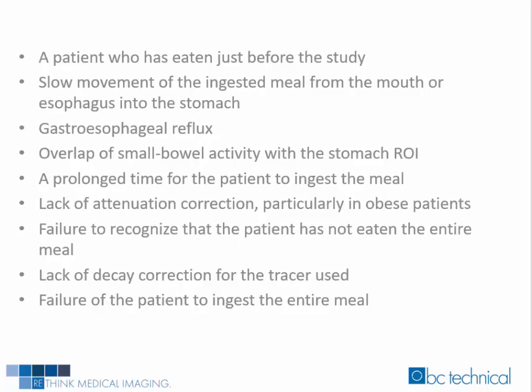Other sources of error can be a patient who has eaten just before the study, slow movement of the ingested material from the mouth or esophagus into the stomach, if the patient has gastroesophageal reflux, if there is an overlap of small bowel activity with the stomach region of interest, a prolonged time for the patient to ingest the meal, lack of attenuation correction, particularly in obese patients, failure for the technologist to recognize that the patient has not eaten the entire meal, lack of decay correction for the tracer used, or failure of the patient to ingest the entire meal.